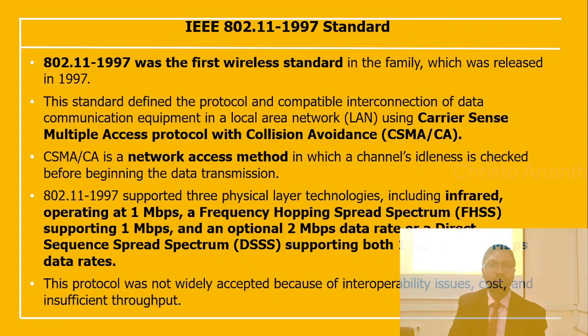Okay, so as you know, 802.11 in 1997 was the first wireless standard in the family. This standard defined the protocol and the compatible interconnection of data communication equipment in the LAN, local area network, using carrier sense multiple access with collision avoidance, CSMA/CA.